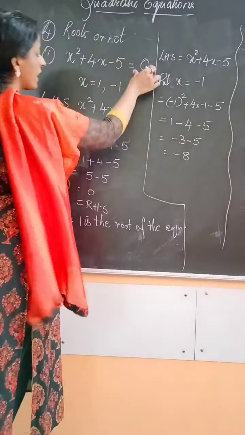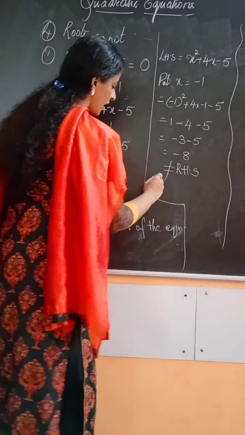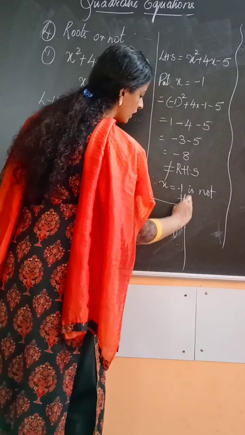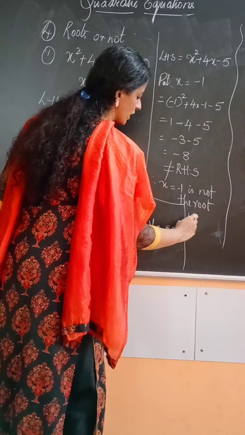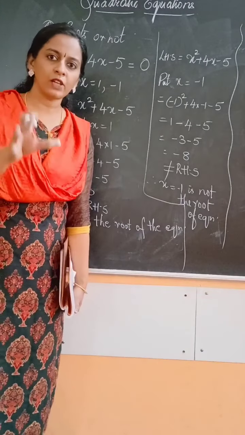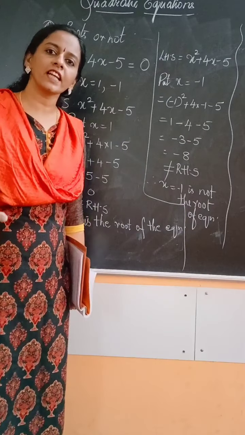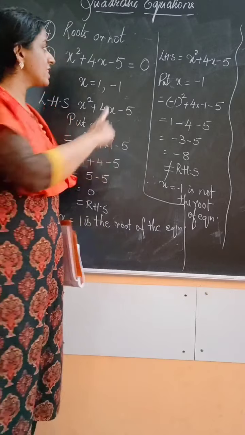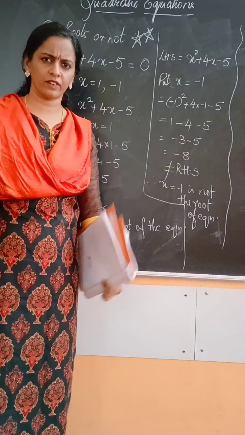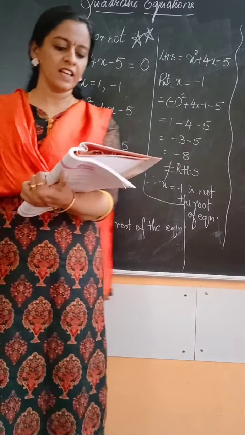Are you getting it the same as the RHS? No. So you write not equal to RHS. Therefore, x is equal to minus 1 is not the root of the equation. So if you are putting the value and you are getting it the same as the right hand side, it is a root. If you are not getting it the same, it is not a root. And this is a very important question. It will be asked for sure. Okay, determine whether it is a root or not. Similarly, try the second sum.